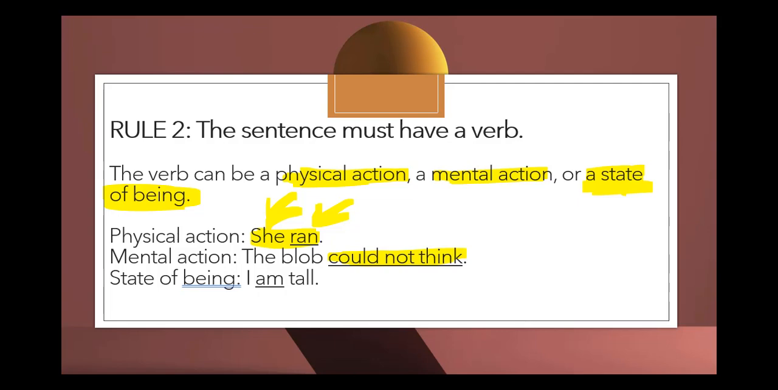And here's this state of being. So words like am, is, are, were not. I was not tall, was not would be the verb there, okay? All right, so every sentence has to have a verb.